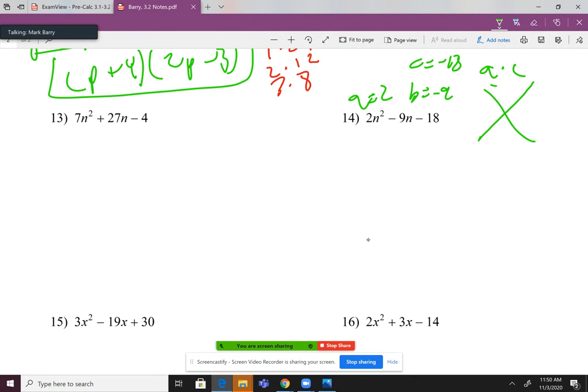So a times c would be negative 36. B is negative 9. So what multiplies to make 36? And since that's a negative, we actually needed to subtract to 9. So we have 1 times 36, 2 times 18. That does not subtract to 9. 3 times 12. There we go. Got it. We could keep going with that, but once you get it, you can actually stop. So we got 3 and we got 12.